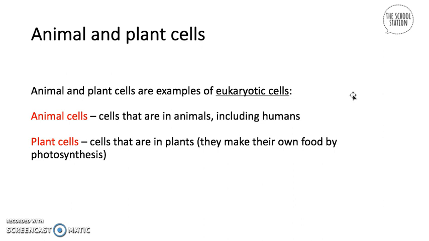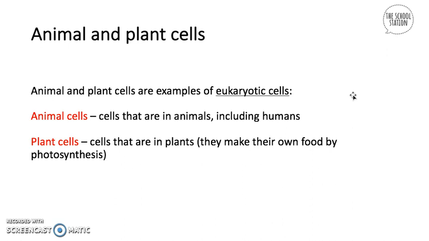So what we have to know is that animal and plant cells are examples of eukaryotic cells. We're going to be looking at this in our next video. But eukaryotic cells are basically a particular group of cells, and an example of eukaryotic cells is animal and plant cells. So animal cells are cells that are in animals, including humans. Even though in real life it may seem very weird if you call someone an animal, in scientific research, we know that humans are animals, because we are in the category of mammals. So therefore, we are animals as well, and we have animal cells inside us.